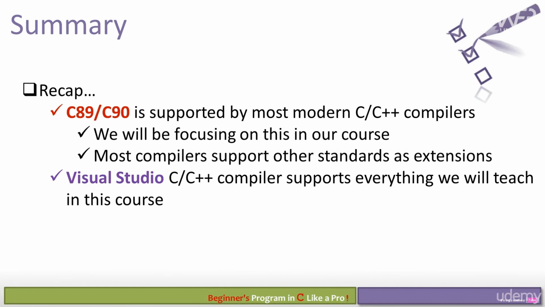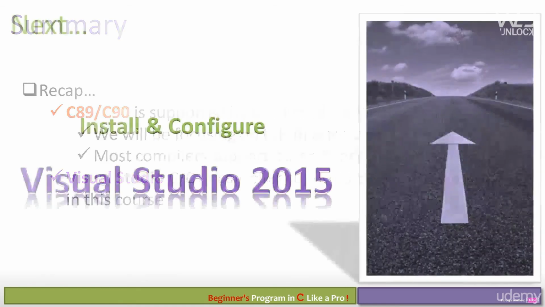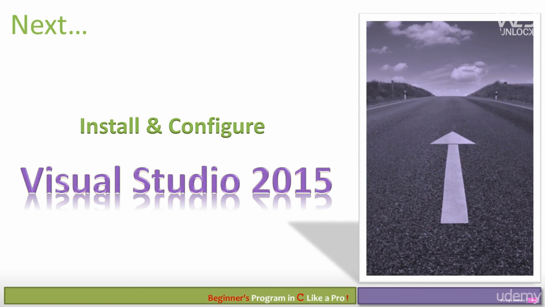As a summary of what we discussed, C89/C90 is supported by most modern compilers. We will be focusing on the feature set of this standard in this course. Most compilers support this standard. The Visual Studio C++ compiler will support everything we will teach in this course. That's why I recommend using the Visual C compiler. In the next lecture, we will go over how to install and configure Visual Studio 2015.